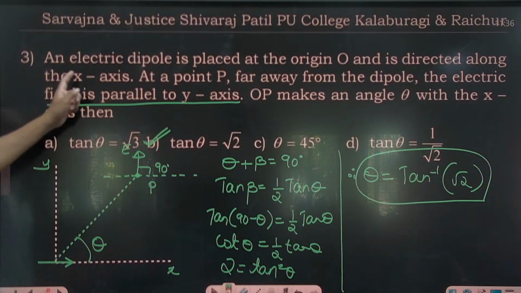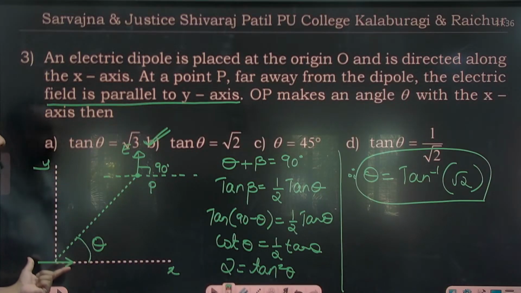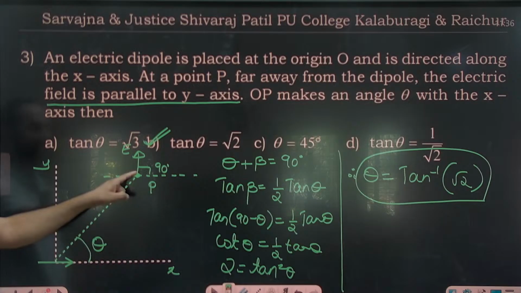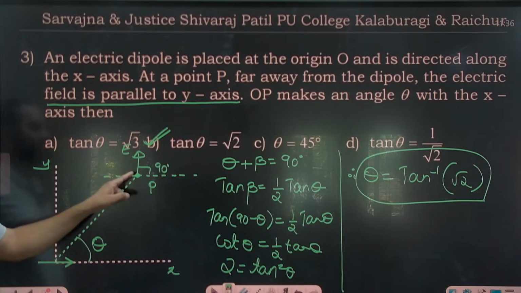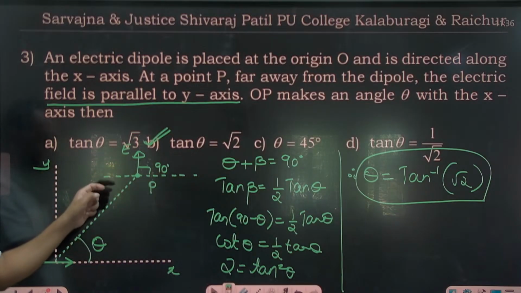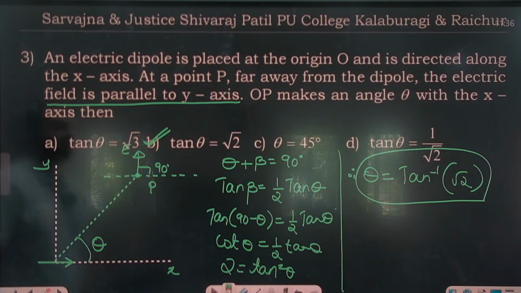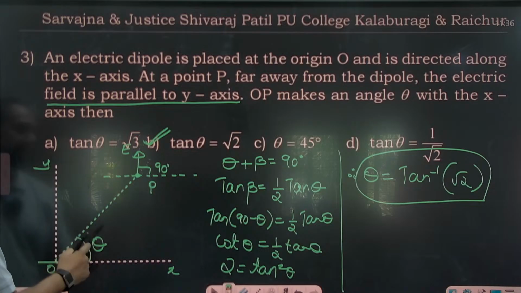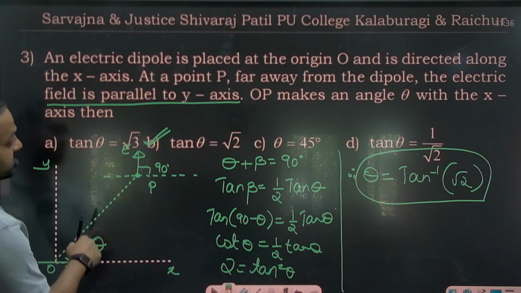Yes, an electric dipole is placed at the origin and is directed along the x-axis, at a point P far away from the dipole. Yes, the electric field is what? Parallel to the y-axis, which means it is perpendicular to the x-axis. Okay. Then OP is making an angle of theta. And what is the value of this theta they're asking?